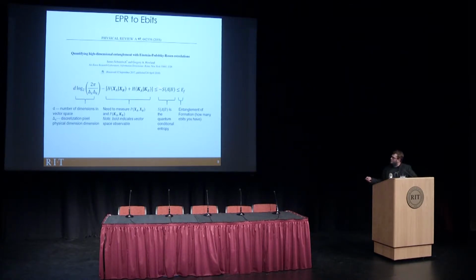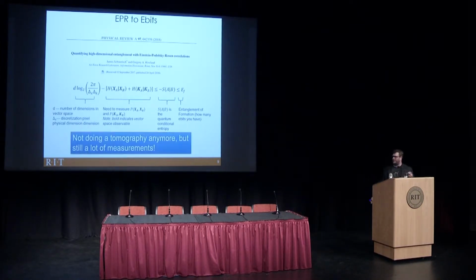So what do you measure? You measure conditional entropy in position and conditional entropy in momentum, and that can be related to the quantum conditional entropy, which in turn can bound your E-bits. So what's the point? The point is we don't have to do tomographies anymore, which is very good. We only have to measure joint probability distributions in two incompatible observables. But even that, in these large dimensional systems, is still a lot of measurements.